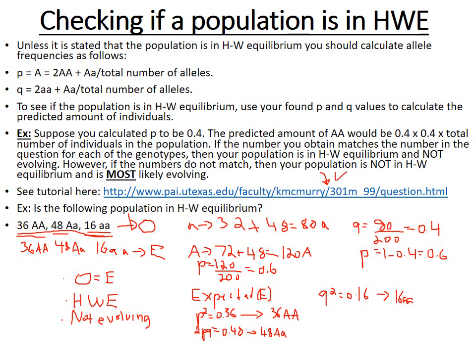If you don't know that the population is in Hardy-Weinberg equilibrium, to calculate p, you need to find all of your big A's, divide by the total number of alleles, like we did in the picture. And to calculate q, same thing. You need to find all your little a's divided by the total number of alleles. You can't simply do your q, your number of little a individuals, over your total population, because we don't know if it's in Hardy-Weinberg equilibrium or not.